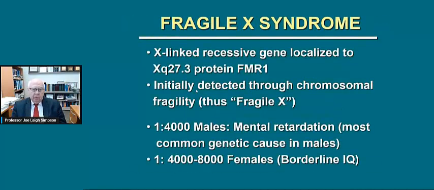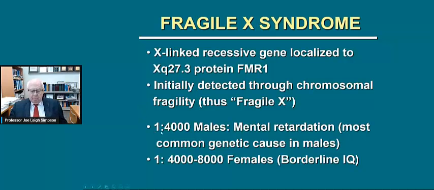Fragile X syndrome is due to an X-linked recessive gene that's localized on the distal long arm of the X chromosome. We call it Fragile X because before the DNA days, we could recognize that it was a fragile site. It broke off because of a deficiency that could be put in certain culture media that would exacerbate this.